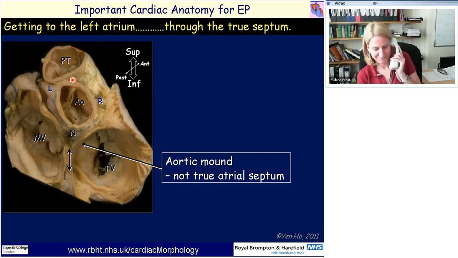Yeah, right. There, so here is the aortic root, and here is the plane of the atrial septum, and you can see it pointing to the non-coronary aortic sinus. And the bulge here, caused by the aortic root, is termed the aortic mound, which is not a true septal structure. It will take you outside of the heart if you pass through here and not into the left atrium.